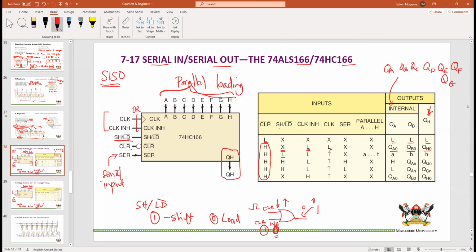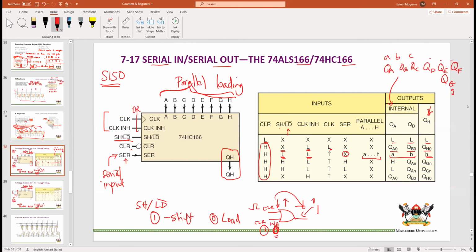Otherwise, if we say this is low, meaning that we are now going to load, and the clock inhibit is low, meaning that our clock can go through to the output, and we get the positive going transition, we are going to load, so it doesn't matter what is at our serial input. Okay, it doesn't matter because we are going to load. And if these are the values that we are loading, you can say that they are going to appear on the flip-flops, all the way from A, B, C, D to G, and obviously at the output, we will have loaded H. Okay, those are binary numbers, of course.